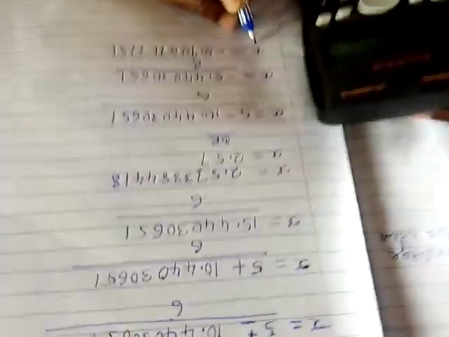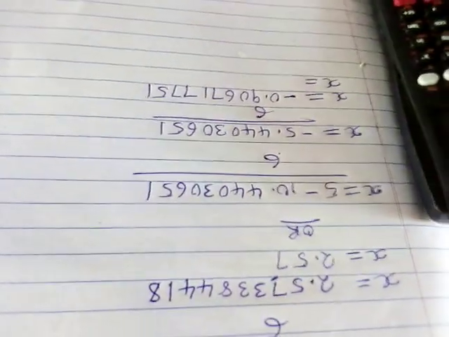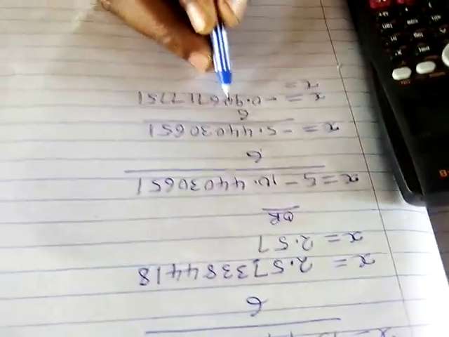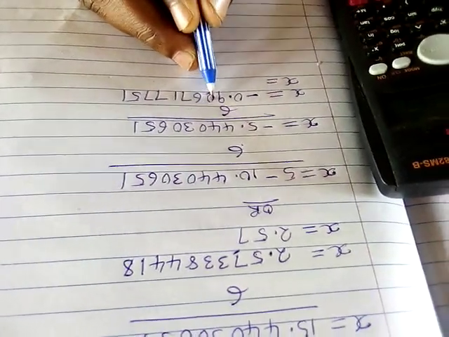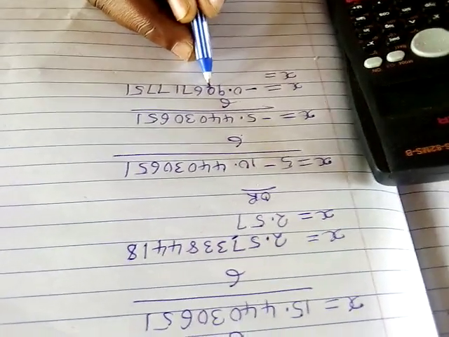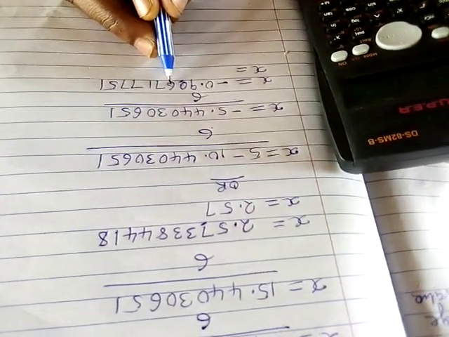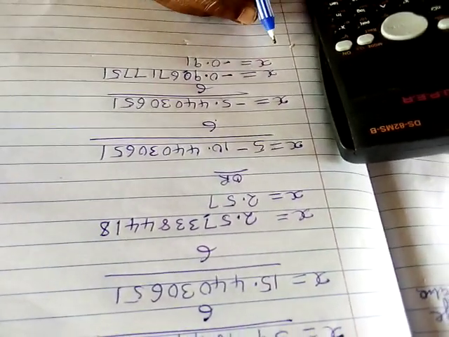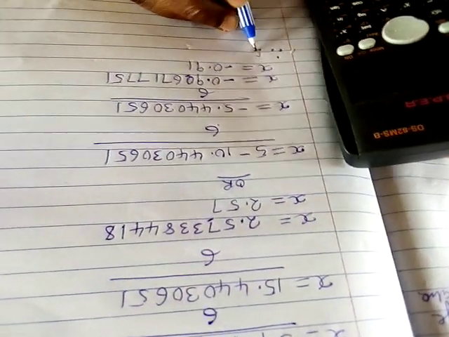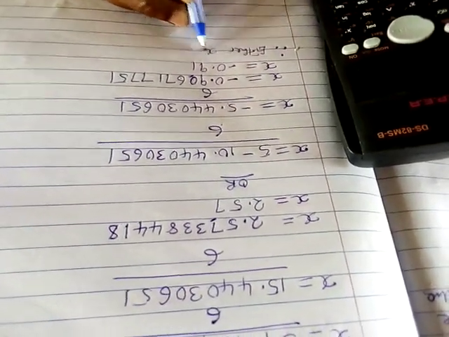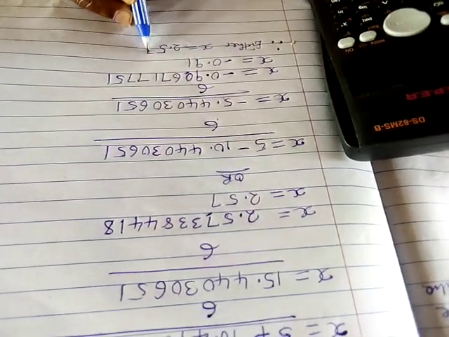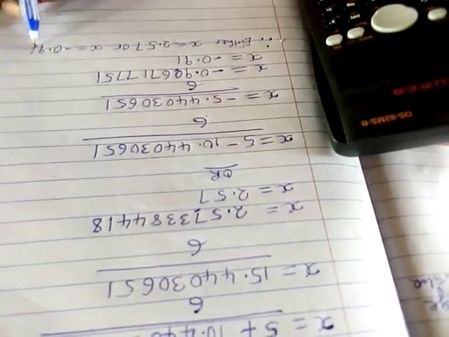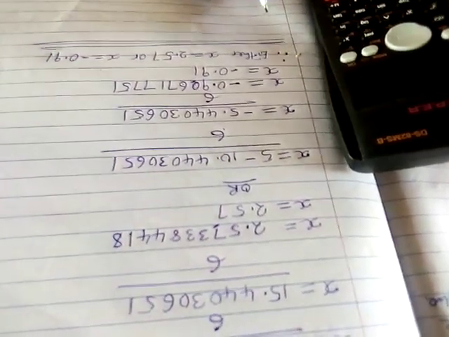So we are getting negative 0.9067177751. Now let's round off this answer correct to 2 decimal places. So we count 2 numbers right after the decimal point, 1, 2. The last digit to be rounded off is 0. Now the next number is more than 5, so we add 1 to 0. So negative 0.91. Therefore, the final answers are either x is equal to 2.57 or x is equal to negative 0.91. So these are the answers. Thank you very much.